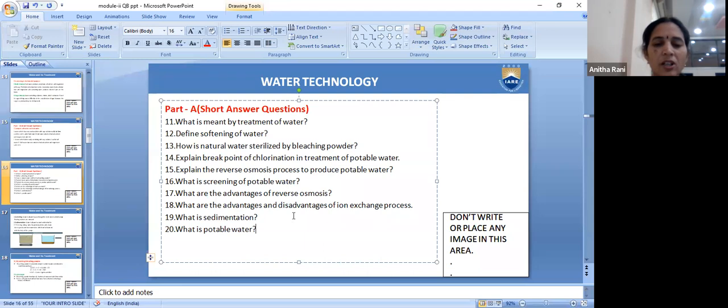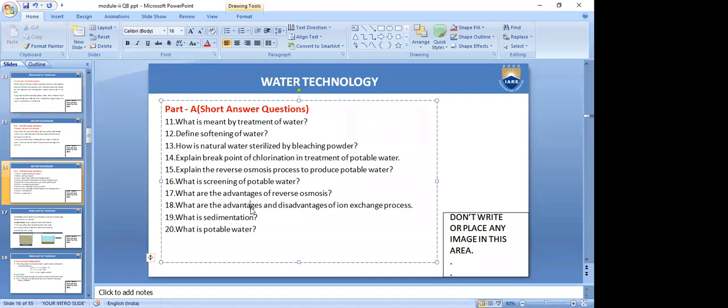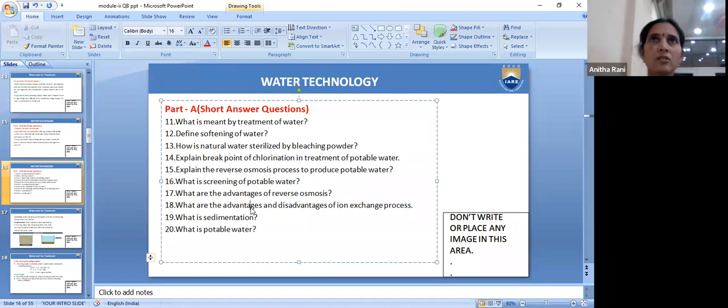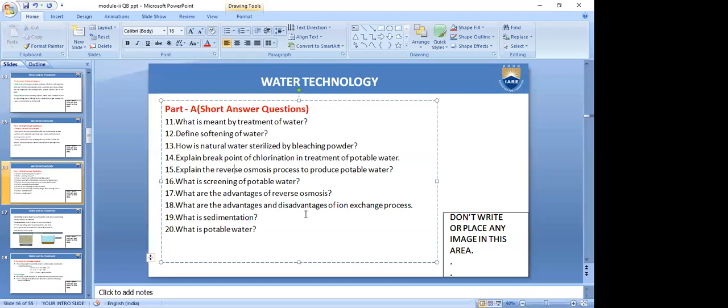Now, students, what are the advantages and disadvantages of the ion exchange process? Advantages, tell me 2 points. The hardness of water is below 2 ppm, 0 to 2 ppm. That is one point. Second point: we can use this water in boilers.